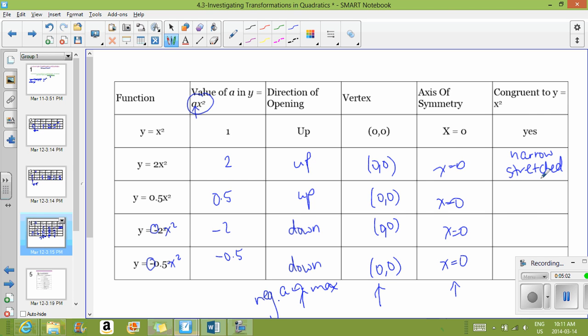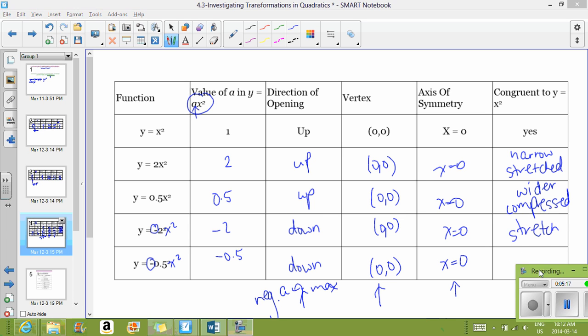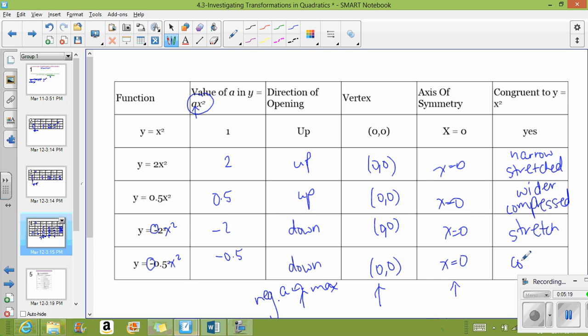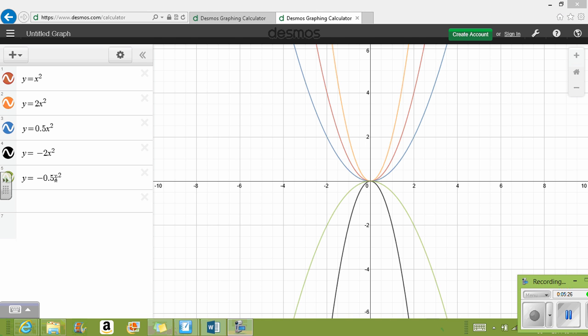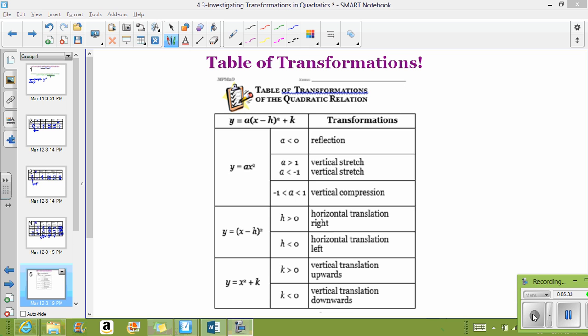When we had 0.5, it got wider than our original x squared, or compressed. And it's the same thing down here, except it was flipped upside down. So it was stretched, but it was just opening down. And here it was compressed, but it was just opening down. So the negative just affected the direction. And so you can see the graphs here, and you can match the colors on the side with the stretching and compressing. The original one is the red one here of x squared.